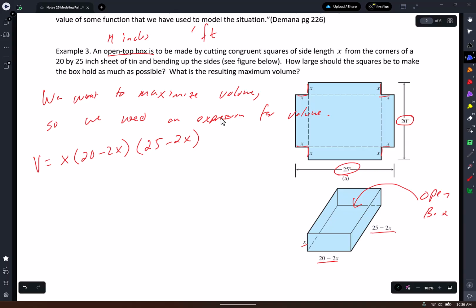So the way I see it, I'm going to do it like this. You see that in brackets? I'm just going to FOIL that, and then whenever I got an expression, I'm going to distribute the x. Does that make sense, guys? Okay, what is 20 times 25? I want to say that's 400.